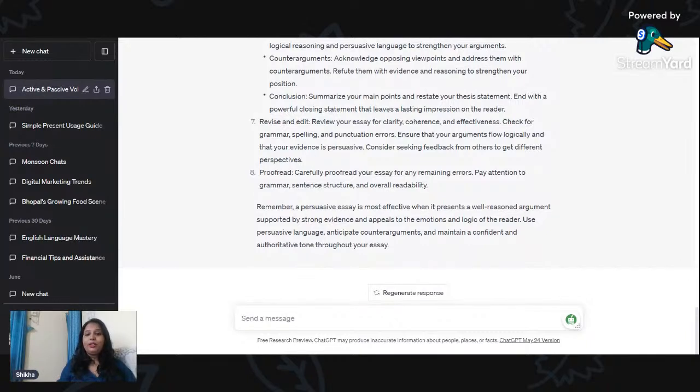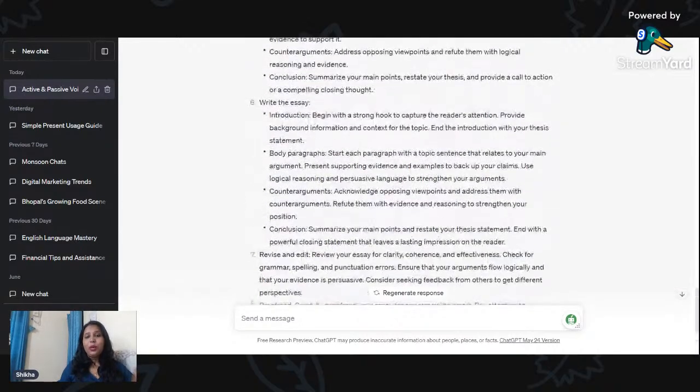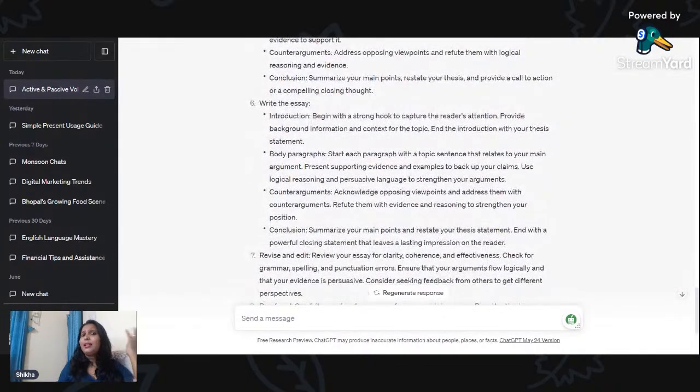Proofread: again carefully proofread your essay for any remaining errors. That means you have to check your essay twice or thrice. Pay attention to grammar, sentence structure, and overall readability. So here you are getting all the steps on how to write a persuasive essay. But say for example, you don't know what a persuasive essay is. In that case, you can ask ChatGPT, give me an example of a persuasive essay. Here I am not doing that.